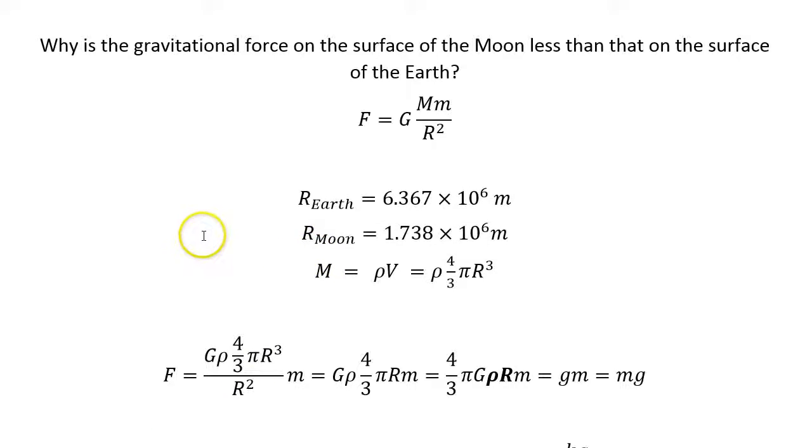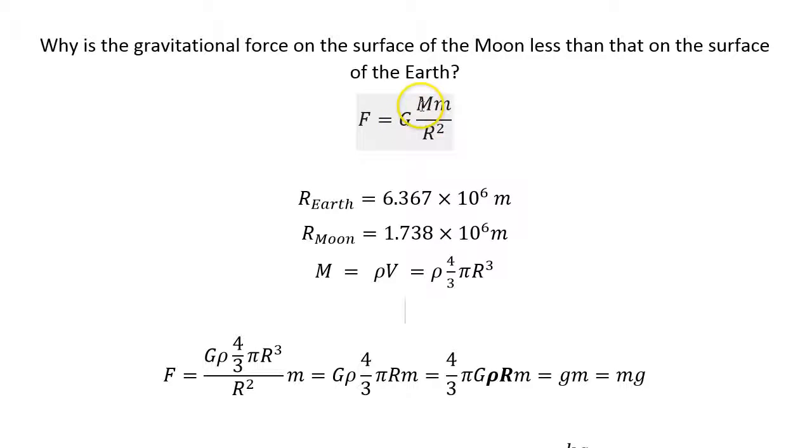Now, in order to discuss gravity, we need to use the universal law of gravity shown here. The force between two objects is equal to the universal gravitational constant times the mass of the first object times the mass of the second divided by the distance between their centers squared.